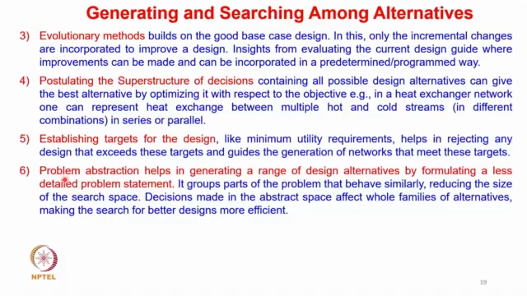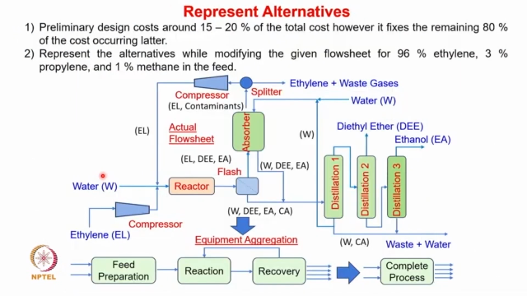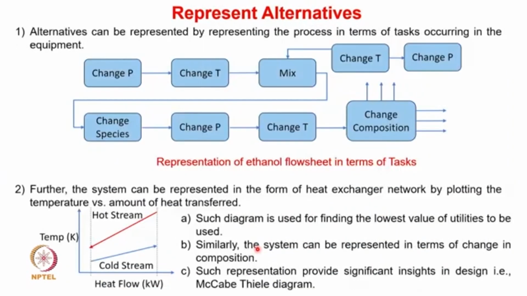The next important point is, very often the problem abstraction is used. So problem abstraction is nothing but what? Problem abstraction is nothing but representing the flow sheet in a simple way like this. So here you can see that the common equipments are grouped together. So for instance, here this feed preparation equipments are grouped in one block, and all the separation units are grouped in the recovery block. So this type of representation is called a problem abstraction.